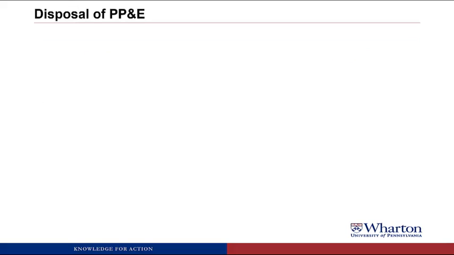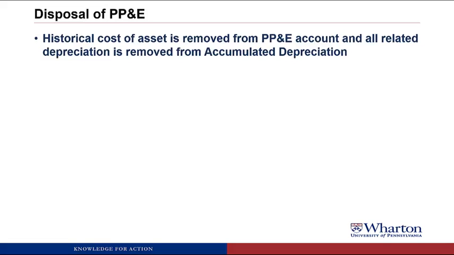Next, we're going to talk about disposal of property, plant, and equipment. So what happens if you decide you want to sell the piece of equipment before the end of its useful life? What you do is you take the historical cost of the asset out of the property, plant, and equipment account.